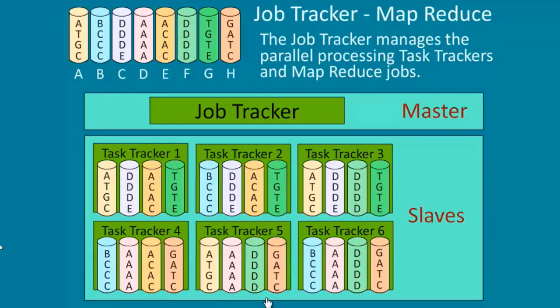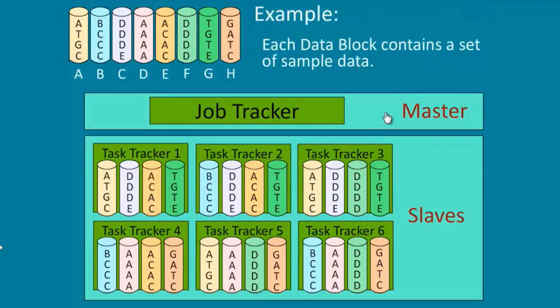Now let's look at the MapReduce, the job tracker portion. The job tracker manages the parallel processing in the task trackers and manages the MapReduce jobs. So in this case now we've moved over to the processing part of Hadoop. Now in this case, let's take an example. Let's take the example that each of our data blocks contains a set of sample data. So there's still block A, B, C, D, and so on. And in each block we have this sample data. In this case, it's just some letters. We have a set of 4 letters in each of our data blocks. So this is how it would be distributed across the slaves.